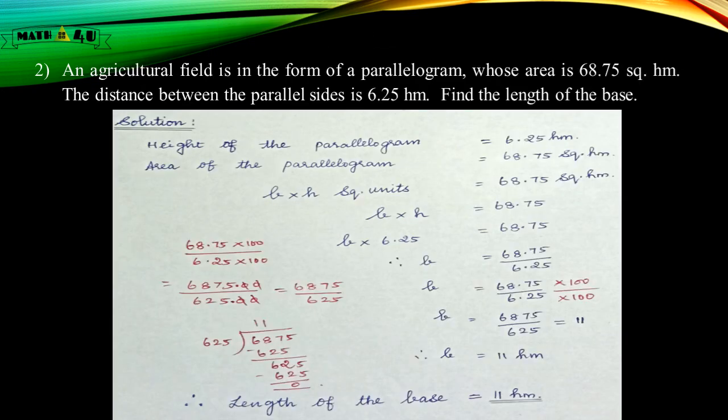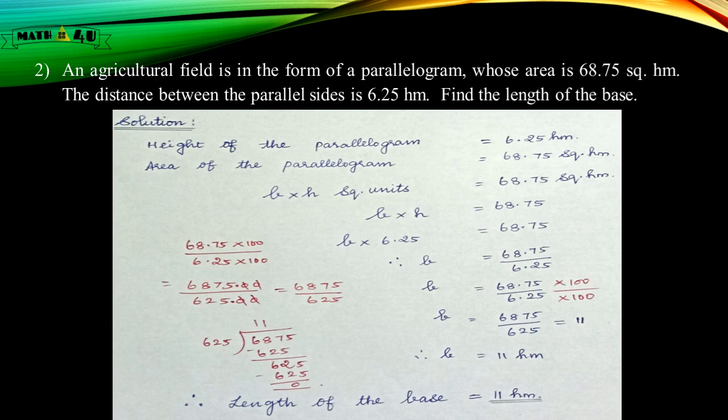An agricultural field is in the form of a parallelogram whose area is 68.75 square hectometer. The distance between the parallel sides is 6.25 hectometer. Find the length of the base. Here, area is given and the distance between the parallel sides. It is nothing but the height of the parallelogram. You are asked to find the length of the base.